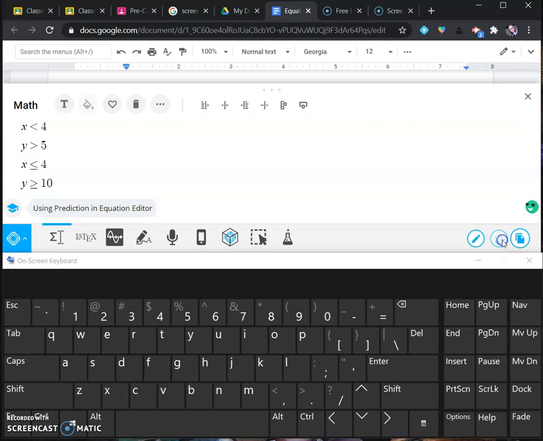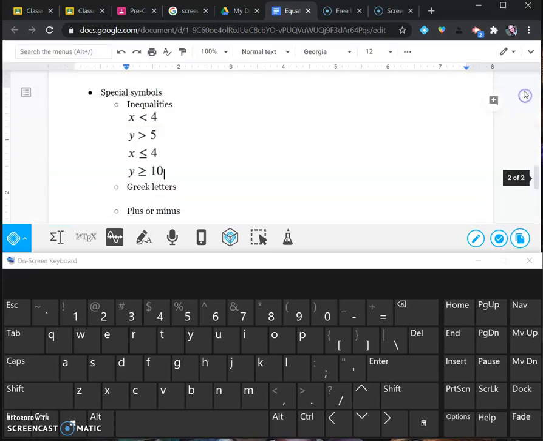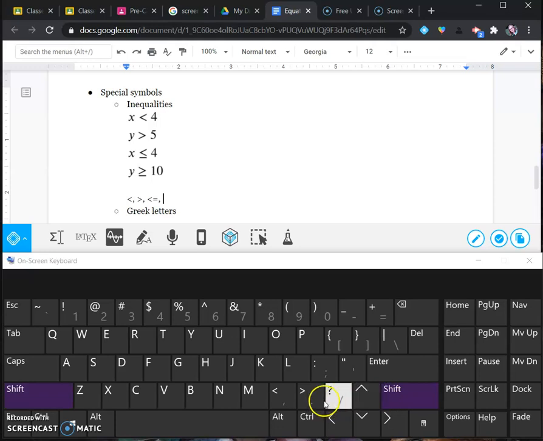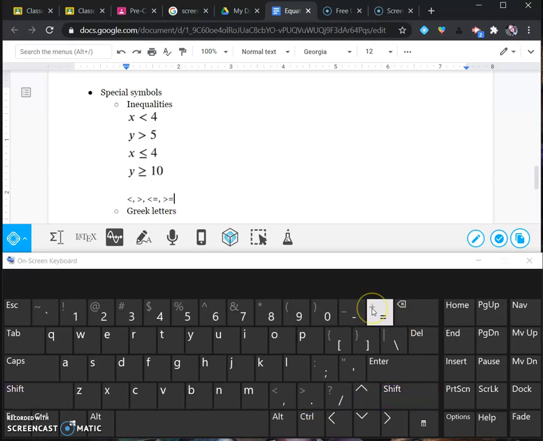Y is greater than or equal to 10. Once you've got your math the way you like it, insert math, close it out, and there you have all of your symbols in the Google Doc. So your keyboard keys, greater than, or less than and greater than signs are directly on the keyboard. But if you want to do less than or equal to, greater than or equal to, then you just type your inequality followed by the equal sign. So that would be less than or equal to. You could also get greater than or equal to.